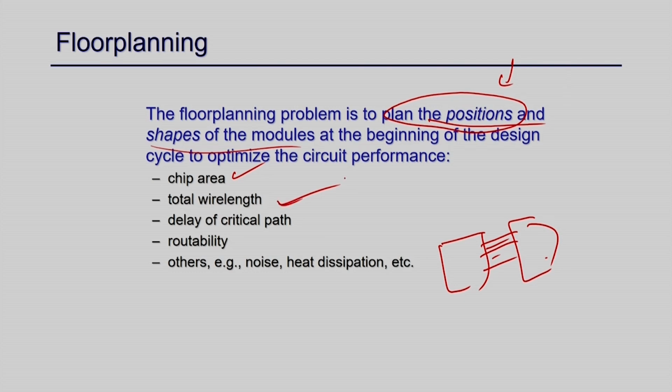So that your total wire length is optimized, or the delay of the critical path is minimized, and routability is possible, meaning all the connections can physically be made in the physical die. Other objectives may be to reduce the noise, the heat dissipation, or crosstalk between the routed wires. Those can also be your objective. So that is what floor planning is.